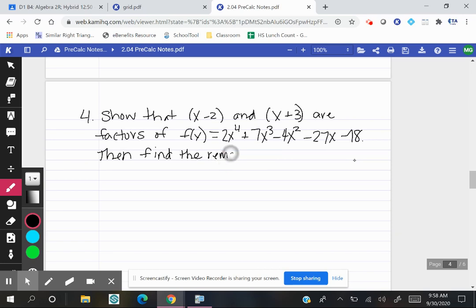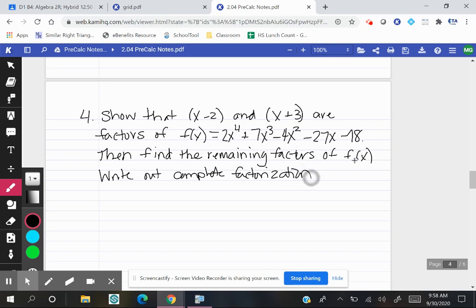the remaining factors of f of x. So write out the complete factorization, which means just write out all the linear factors. So write out complete factorization and list all the zeros.